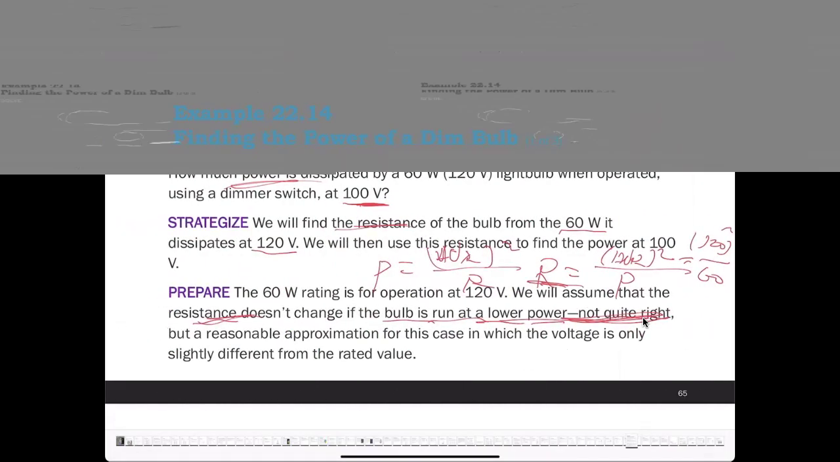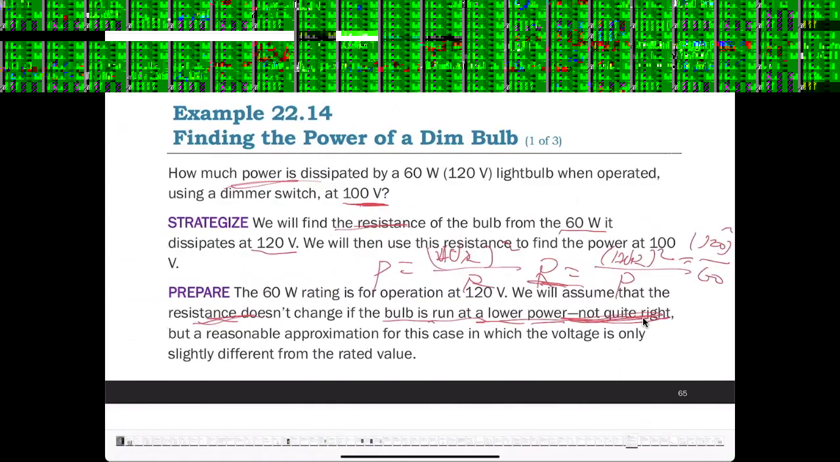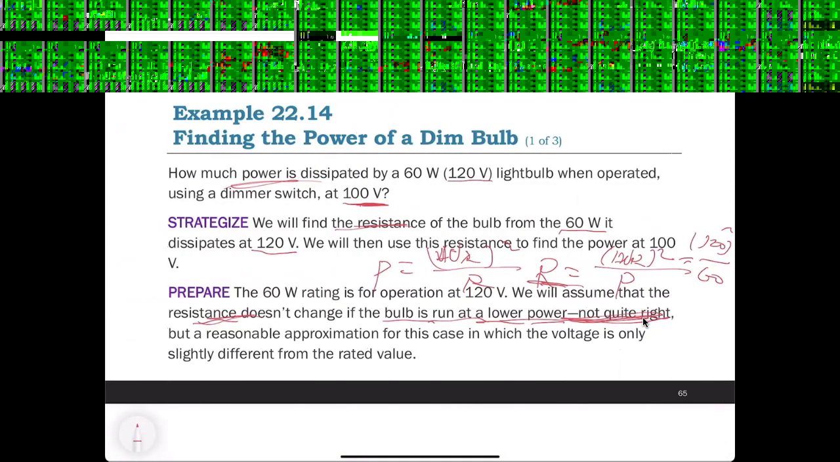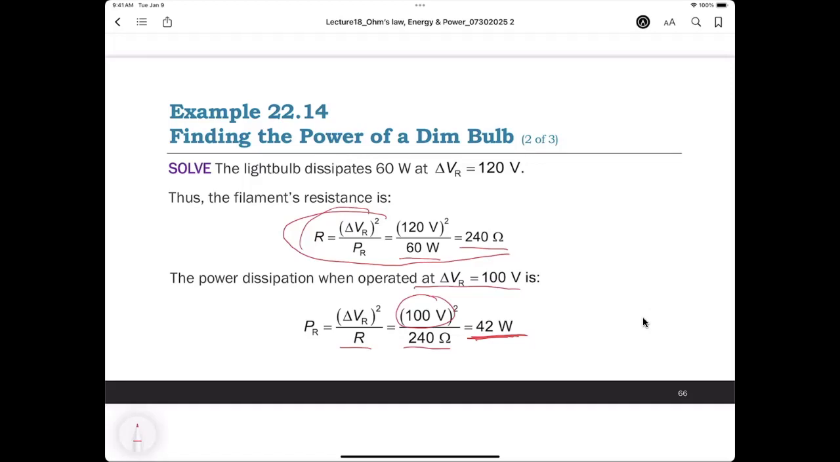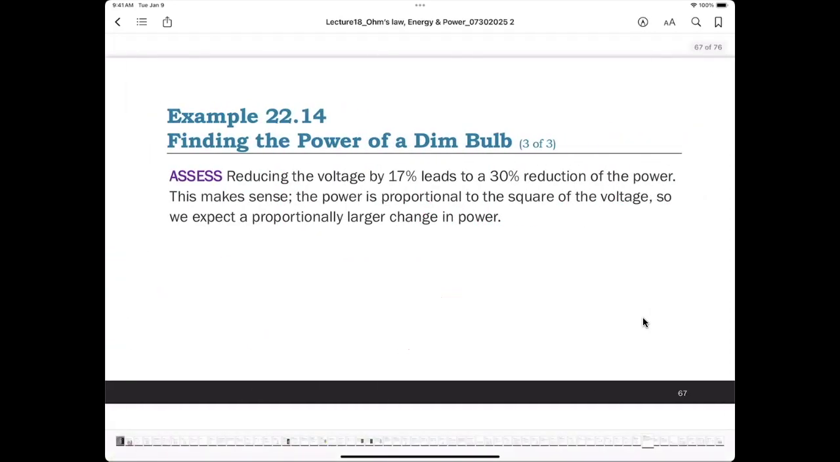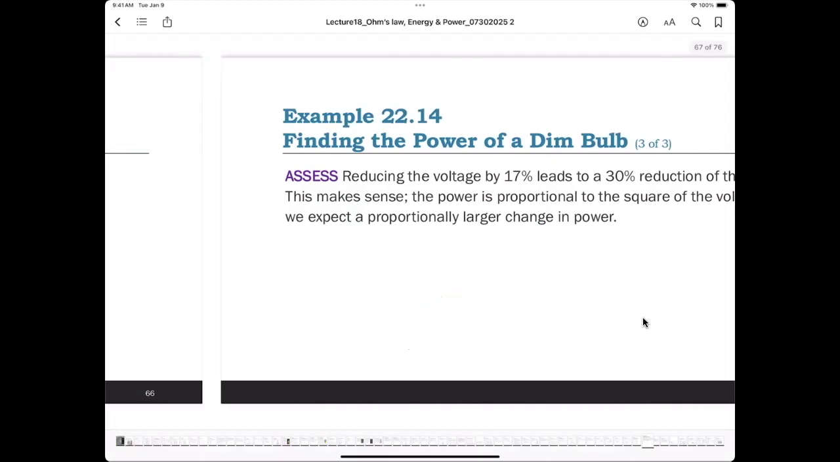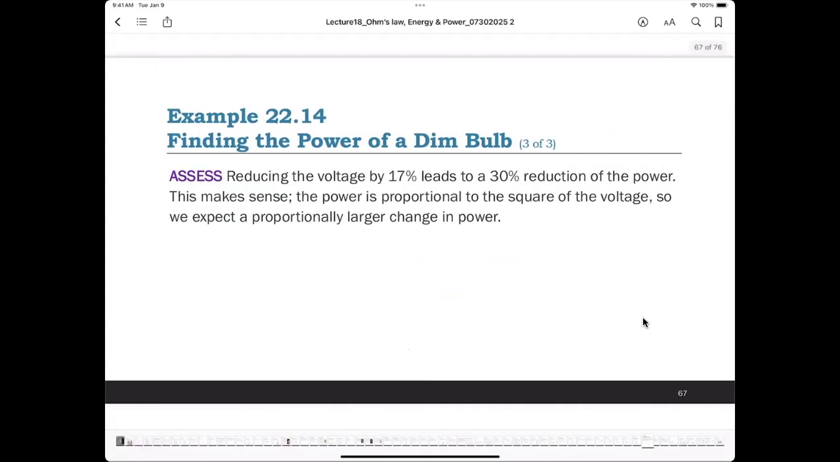We just reduce the voltage from 120 to 100, which means the voltage will reduce by 17%, and the power decreases from 16 watts to 42 watts, which means a 30% reduction of power. This makes sense. The power is proportional to the square of the voltage, so we expect a proportionally larger change in power. Does that make sense to you?